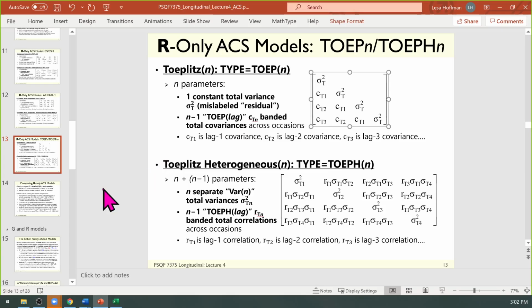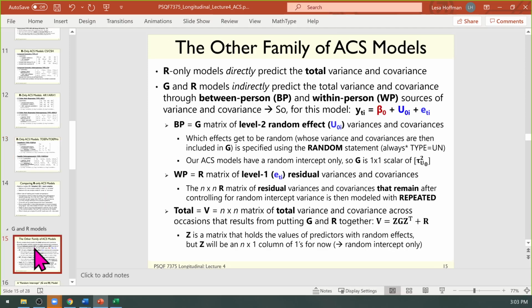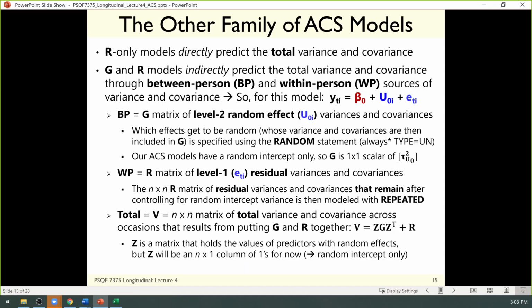So I want to show you then, turning back to the PowerPoints for a moment, this idea. So slide 15 in lecture 4 is where we are. The other type of alternative covariance structure models are ones that build in a random intercept. They do it in a different place. So this idea that no, we should always have a random intercept. Let's put that in as a default, and then we'll see what else is there in terms of the residual covariances. That's the idea that these models are based on.